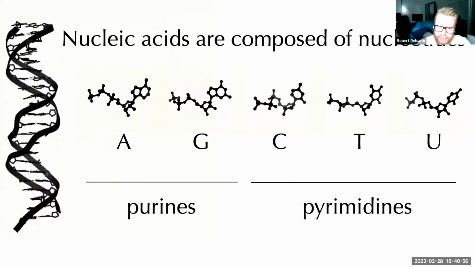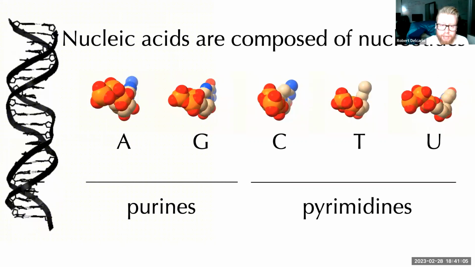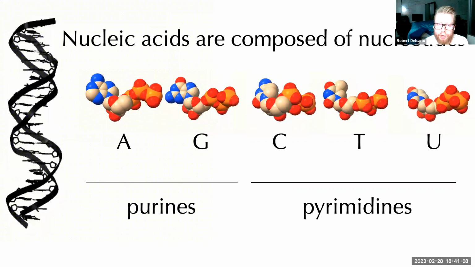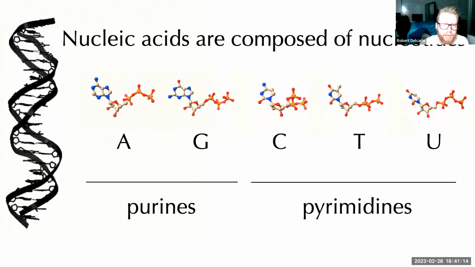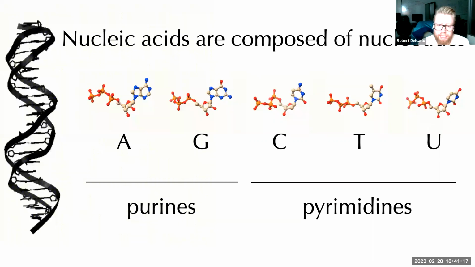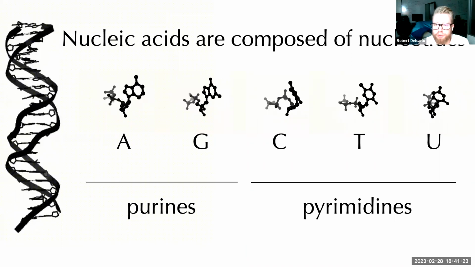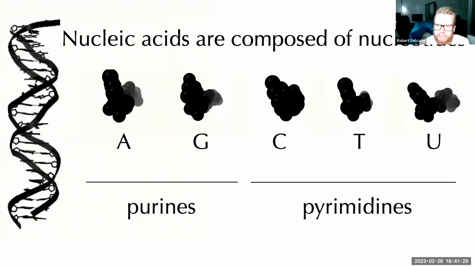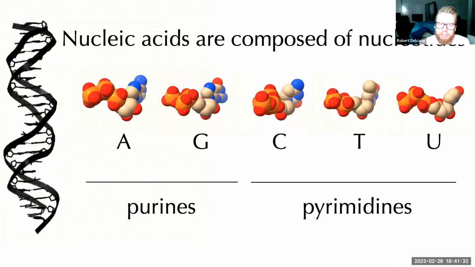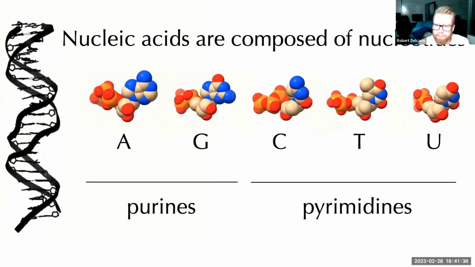We have purines and pyrimidines. Adenosine and guanosine are the purines, and I like to remember this with big base, little name. The purines have two cycles on them, two rings attached to the sugar and the phosphate. And the pyrimidines have just one ring attached to the sugar and the phosphate. So cytidine, thymidine, and uridine are all pyrimidines. They have one cycle and a big name. So purines, big base, little name. Pyrimidines, little base, big name.